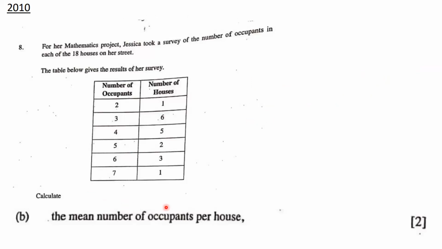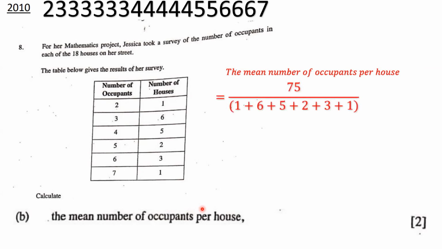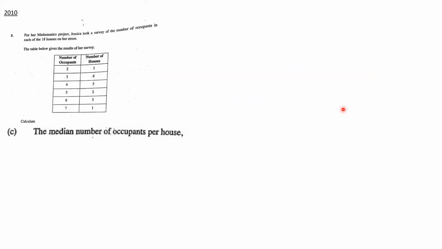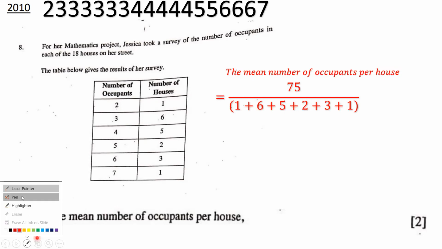Okay, now we want to find the mean number of occupants per house. Now the mean, we're going to take the sum of all of them, which we just figured out is 75, and divide it by the amount that we have. So we have to take the sum and divide it by 1 plus 6 plus 5 plus 2 plus 3 plus 1. So this is going to be the number of houses that we have. So 1, 6, 5, 2, 3, and 1. Did we divide it? No, I didn't divide it. So let's divide that. That's going to be 75.